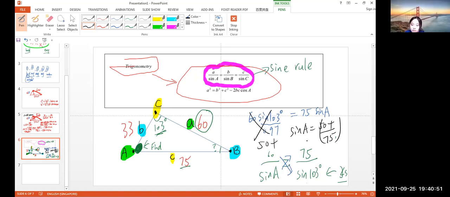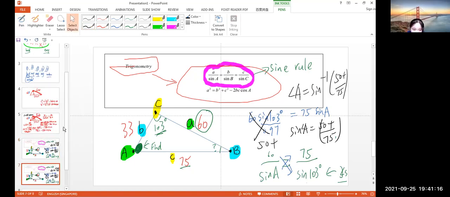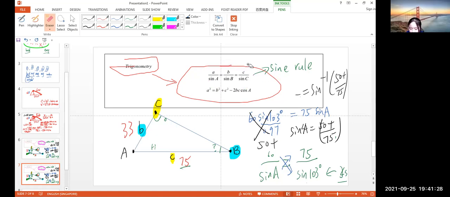Then after that, how do you get A? A is angle A. Angle A is actually sine inverse. Then you just key into your calculator, then you get your A. Okay? Does it make sense to you now? Okay, good. So now we come to cosine rule. Sine rule, I think you have a first taste. You might not know it very well, but you need to practice more. So let's go for cosine rule, I'm sorry.